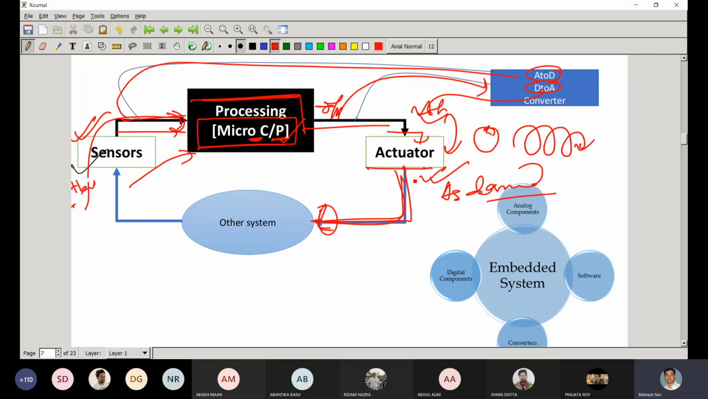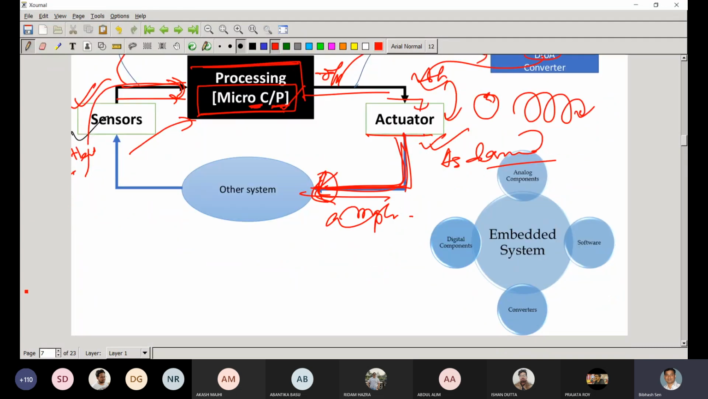All this happens in the actuator, or maybe the actuator will give the input after some amplification, and it will give some system output. So this can happen. So here we'll find the embedded system.